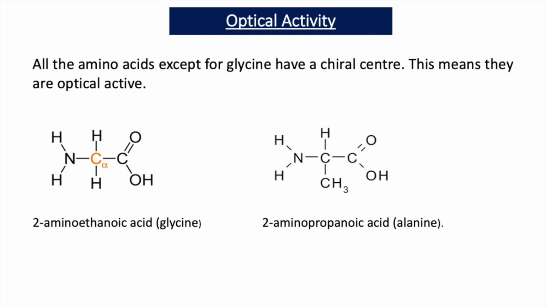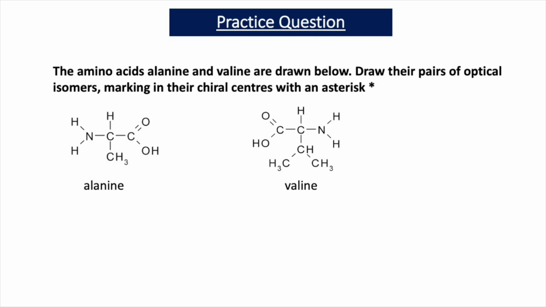Now, optical isomers are called enantiomers, and they are non-identical mirror images of each other, which means that they are mirror images that cannot be superimposed one on top of the other. So to test your understanding of optical isomerism, we want you to attempt this practice question. So read through the question, pause the video, have a go at it, and then we'll go through the answers.